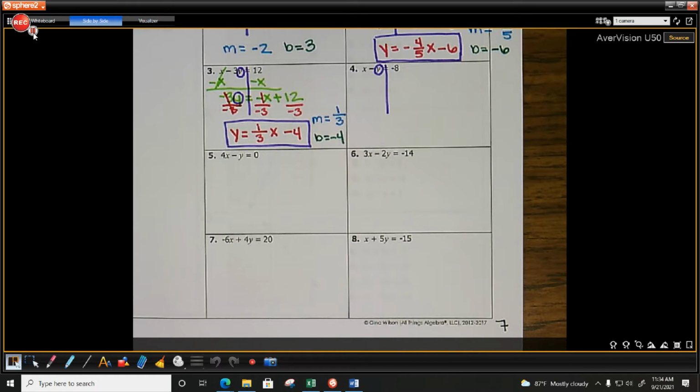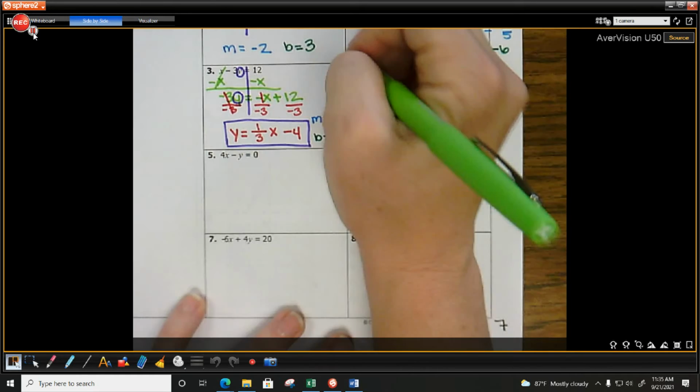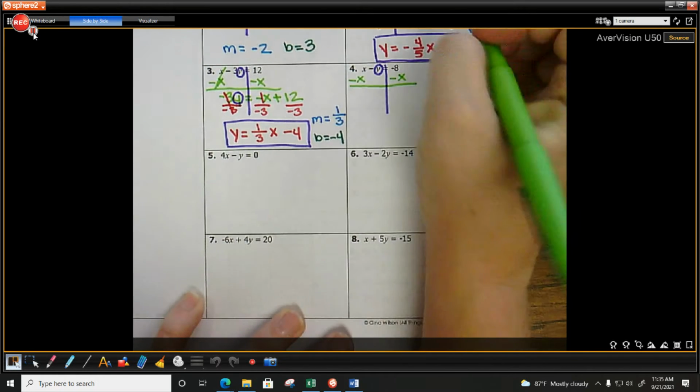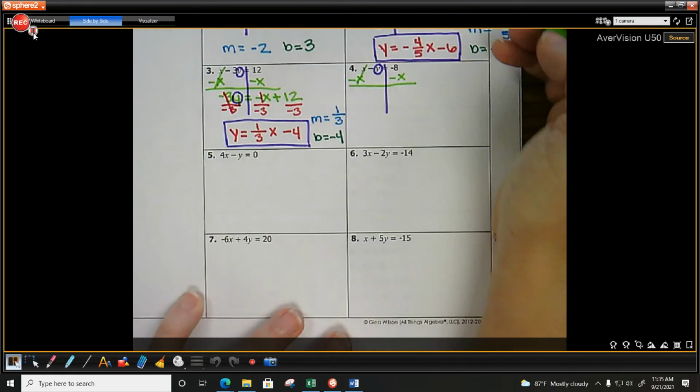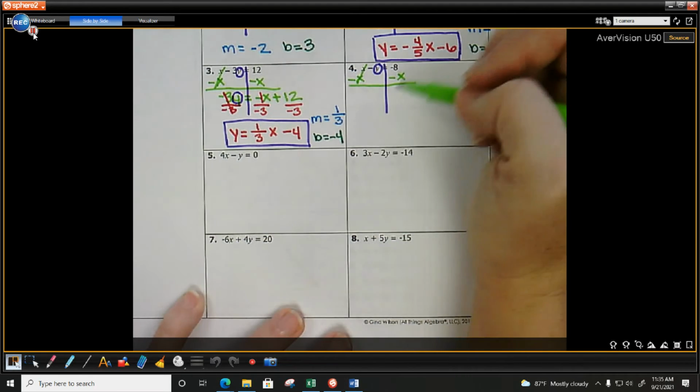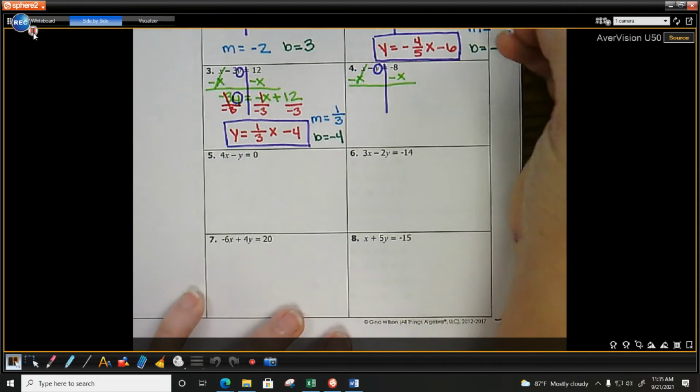You always want to move your x term away from your y. So x minus x goes away. What am I going to drop down on the left side, Darren? What am I left with on this left side when the x minus x crosses out? Negative what? X. On the left?